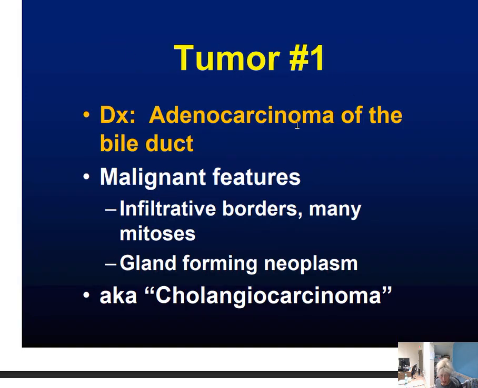This is an adenocarcinoma of the bile duct with malignant features, infiltrative borders with many mitoses with gland formation, with glands forming neoplasm, aka cholangiocarcinoma.